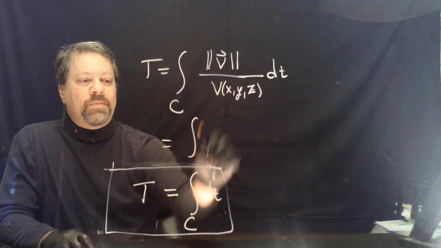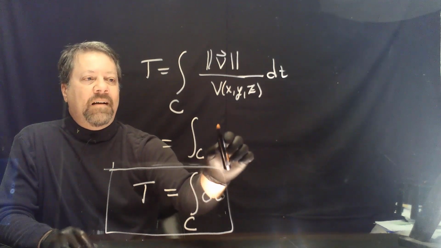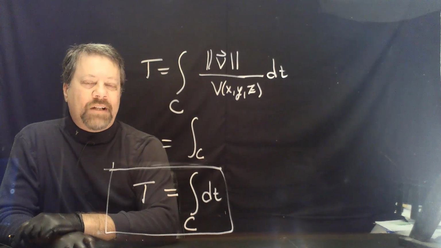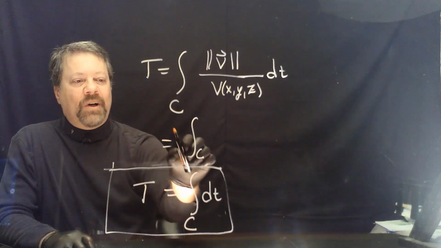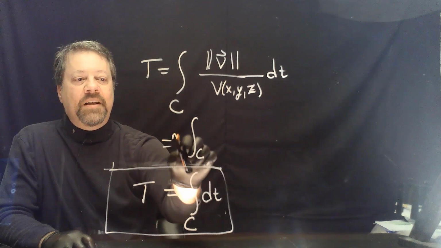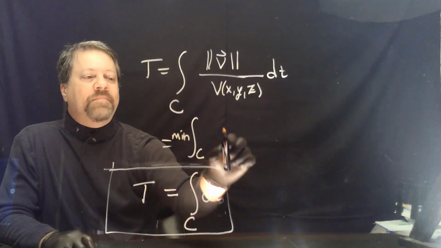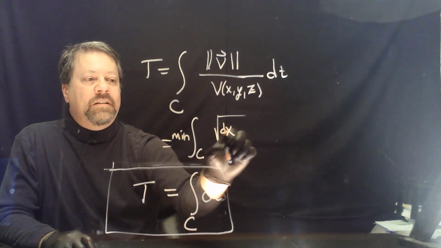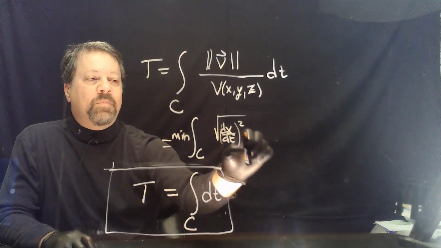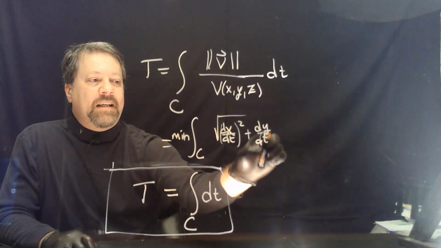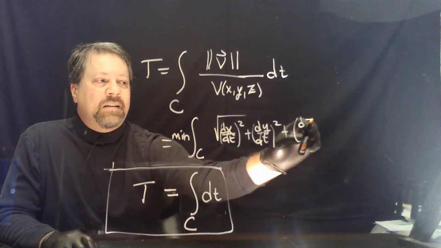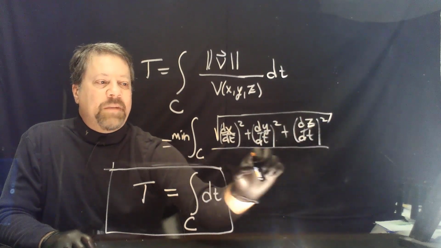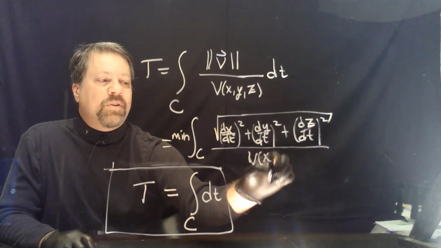But this expression is going to tell us how to find the curve that gives you the minimum total time. What we're trying to do is find the curve, C, that gives you the minimum total time. The norm of the velocity is the square root of (dx/dt) squared plus (dy/dt) squared plus (dz/dt) squared, and we're divided by this function here, v, which depends only on x, y, and z.